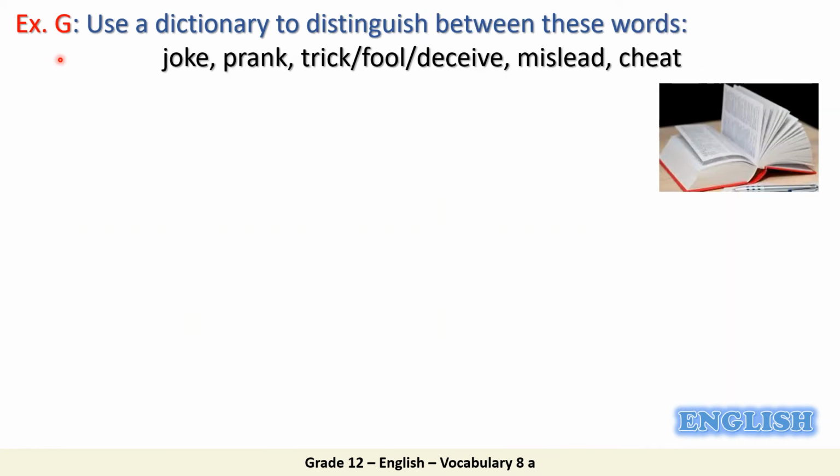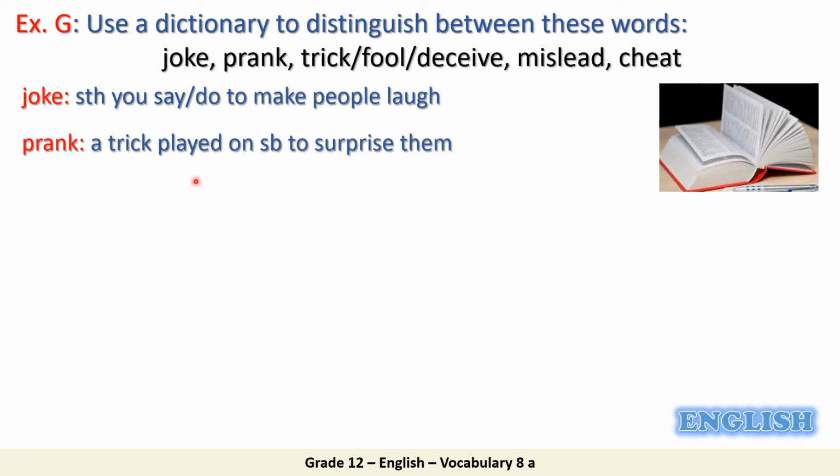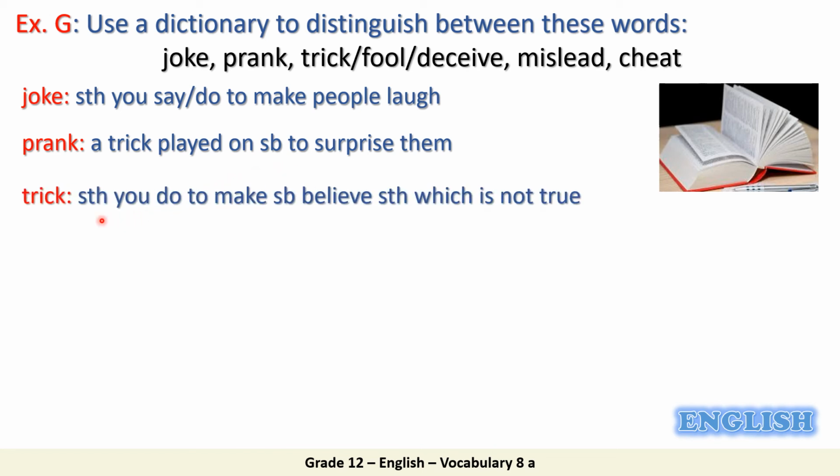In preparation for exercise G, use your dictionary to distinguish between the words joke, prank, trick, fool, deceive, mislead, and cheat. Take your time, take 5 minutes, and then continue. Ready? A joke is something you say or do to make someone laugh, right? Whereas a prank is a trick played on somebody to surprise them. And a trick is something you do to make somebody believe something which is not true.